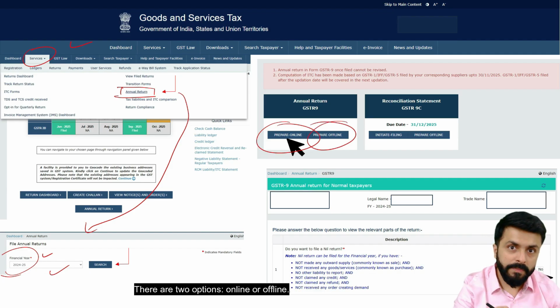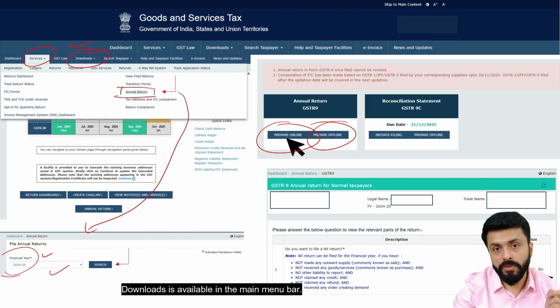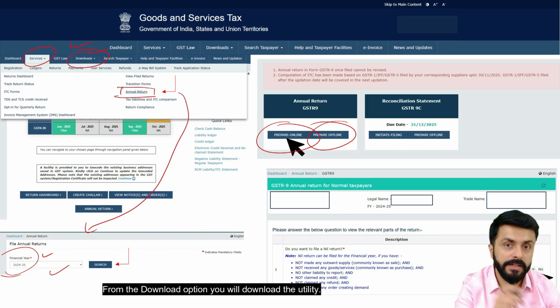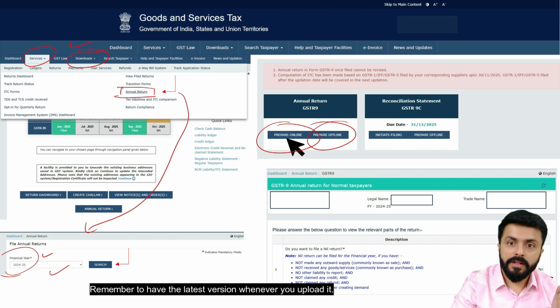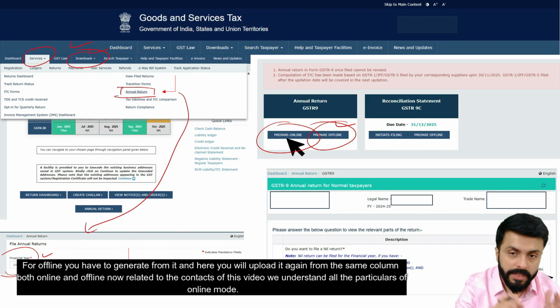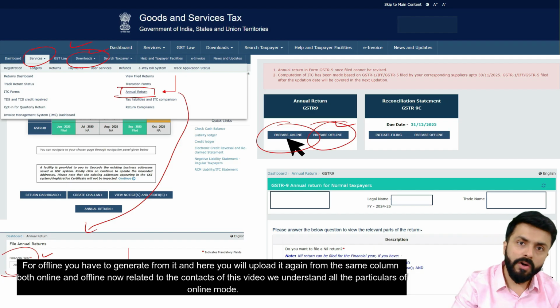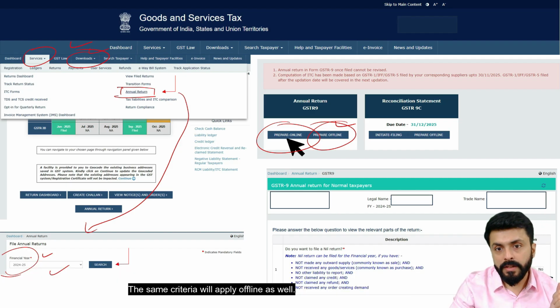There are two options, online or offline. Online, the website will open here. This is where you need to enter the data. Side by side it will be saved in real time. Downloads is available in the main menu bar. From the download option, you will download the utility. Remember to have the latest version whenever you upload it. For offline, you have to generate from it, and you will upload it again from the same column. Both online and offline, in the context of this video, we understand all the particulars of online mode. The same criteria will apply offline as well.